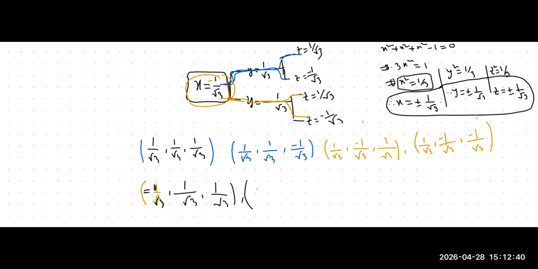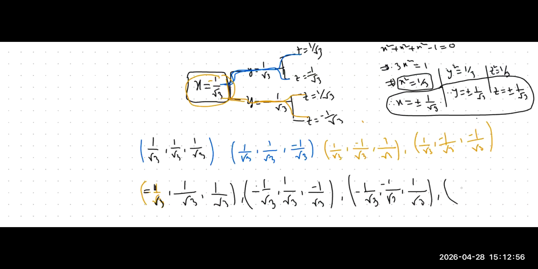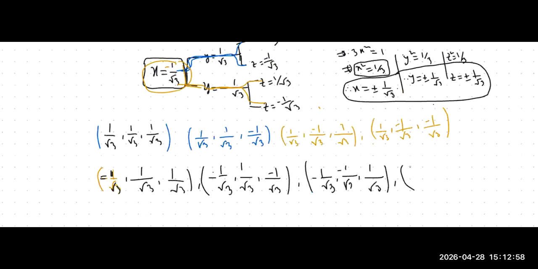-1/√3, 1/√3, -1/√3. -1/√3, -1/√3, 1/√3. Fourth one: -1/√3, -1/√3, and -1/√3.